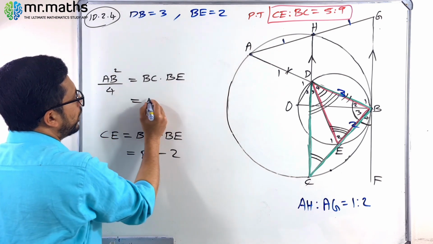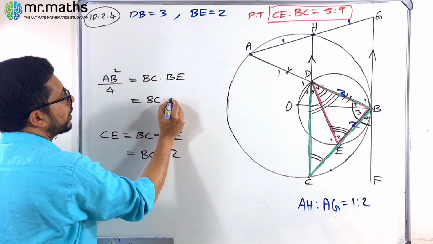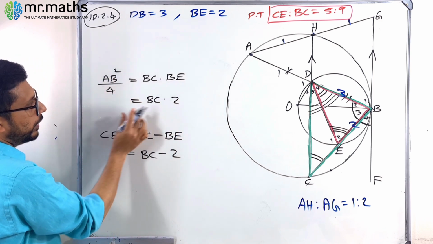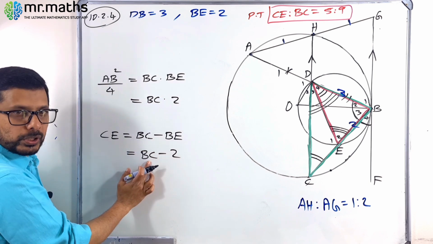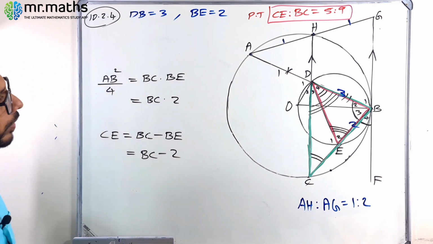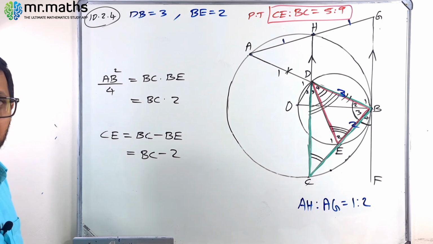BE is 2, so it is BC times 2 there. But here I am trying to find BC to substitute here. So now AB square, how can I find AB now? I'm going in a reverse order now.